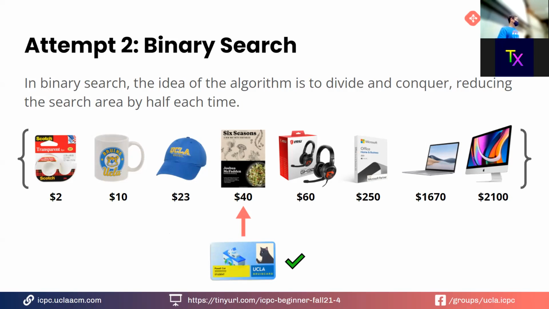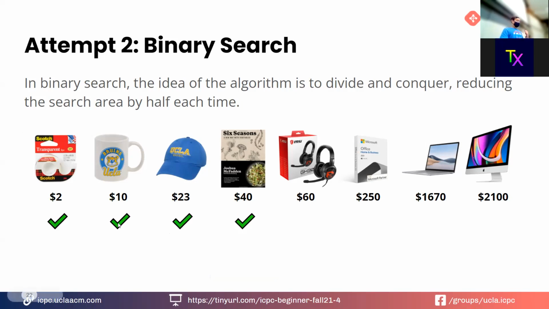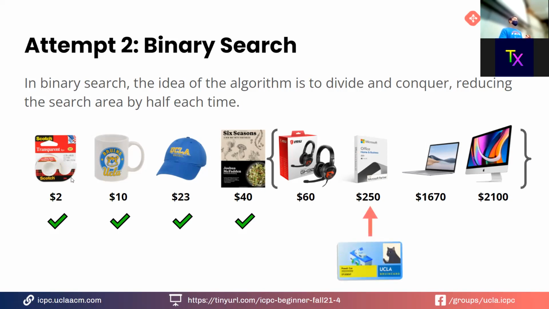And so now we reduce our search space. We can reduce our search space to the upper half of our store or list, because now we know that we can afford these 4 items on the left. We can afford the Scotch tape, the mug, the cap, the cookbook. Because we can afford the cookbook, then we can afford everything cheaper than it. And so now our new search space is all the expensive items. And we go to the approximate middle, go do our check again.